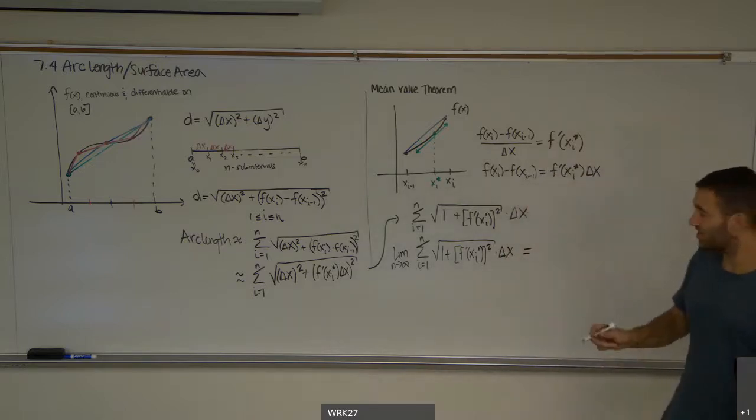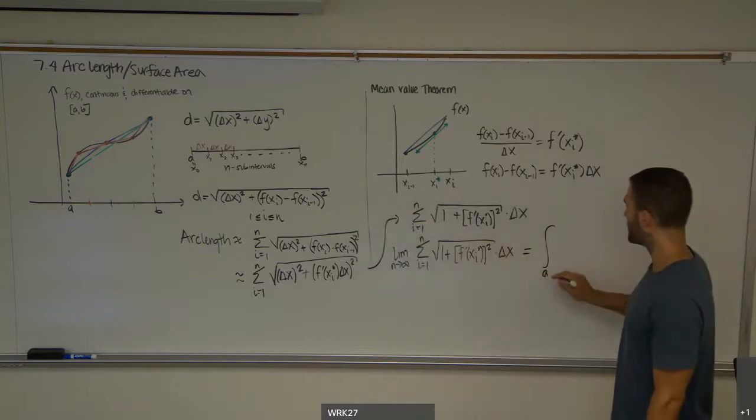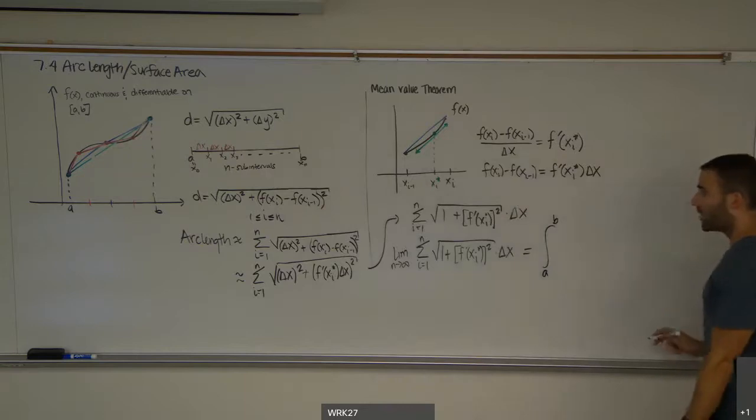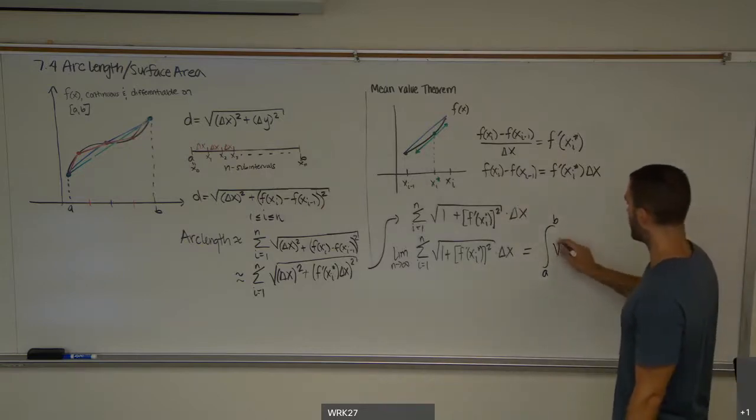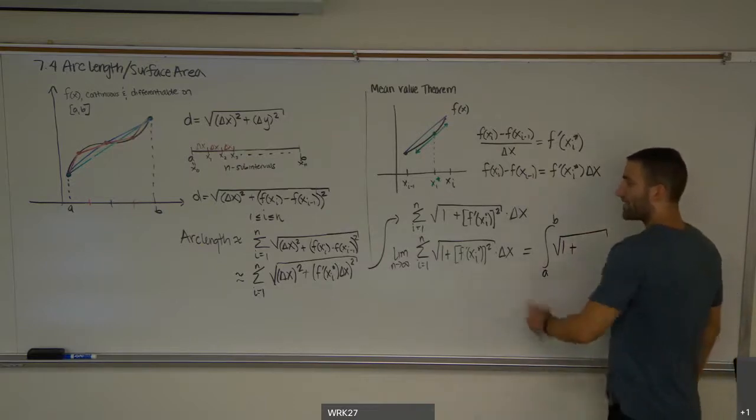So what is this the definition of? This is the definite integral starting at a and ending at b. x0 was a and xn was b, so I go from start to n. What am I summing up? Well, the square root's still there, that's not going away. The 1 is still there, plus f prime of xi star.